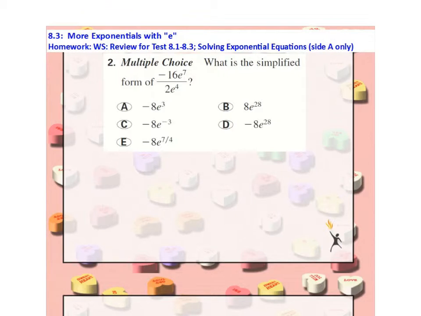Okay, for number 2, the answer is A. Divide the coefficients, negative 16 divided by 2, and subtract your exponents.